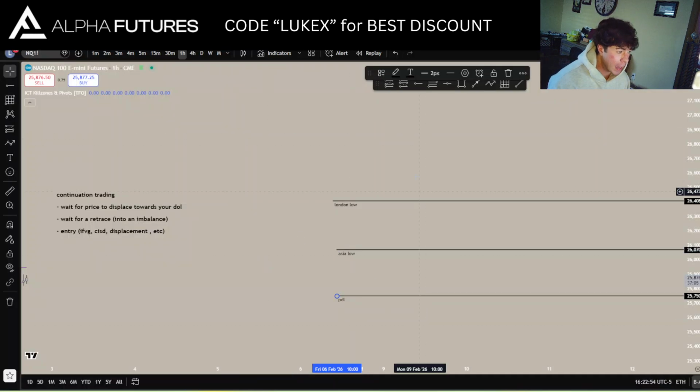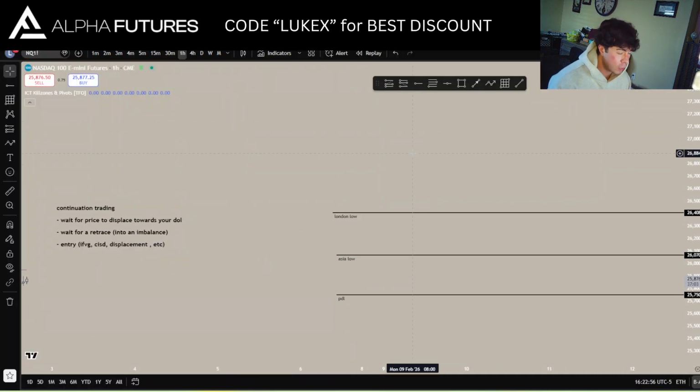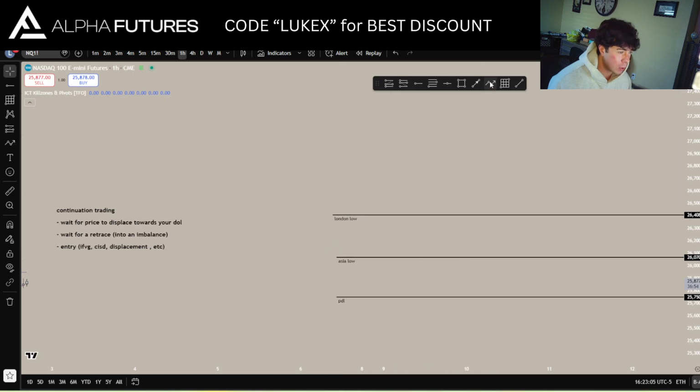Okay, so now, bearish example. Let's say you have a bearish bias. Maybe price is delivering out of a 4-hour bearish gap, and you think price is going to take the sell side draws. You have London low, Asia low, and previous day low. Let's say you wait for price to displace towards London. You wait for price to pull back, and you're just catching this last leg out of a fair value gap to London.